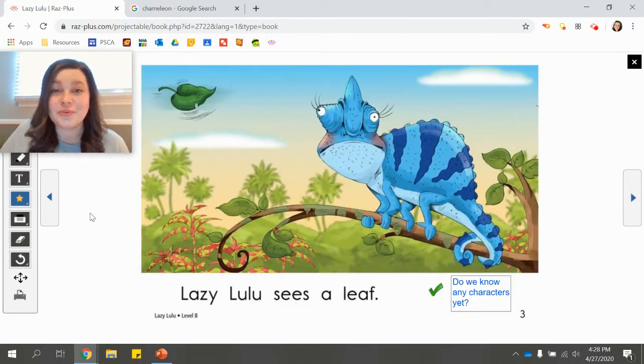Now we know that good readers look at the beginning sounds while they read, and they think about what they see in the picture and if the word would match the picture to make sense. So I'm going to read first and then you are going to read after me. Ready? Lazy Lulu sees a leaf. Does that match the picture? Yes, I see a leaf up in the corner there, and the beginning of this word starts with an L. Leaf. That makes sense. All right, now I want you to go back through, touch the stars, and read the sentence back to me.